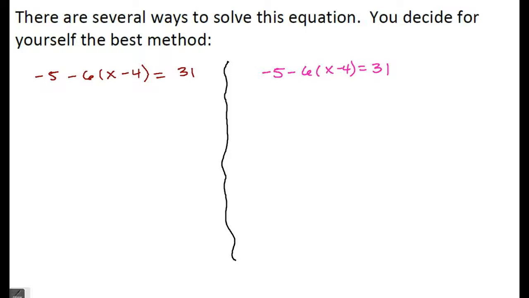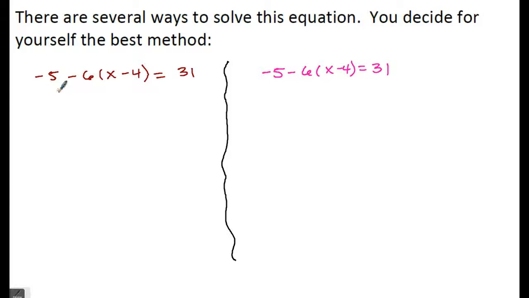All right. When we're looking at solving multi-step equations, there are always several ways you can solve these different types of equations. Again, you have to decide what is the best method that works for you. So let's look at 2 different ways of how to do this. Let's start with the first one. We have negative 5 minus 6 times x minus 4 equals 31. We're going to try one method, and then we're going to do the same equation on this side in a different form. And you're going to realize you still get the same answer.